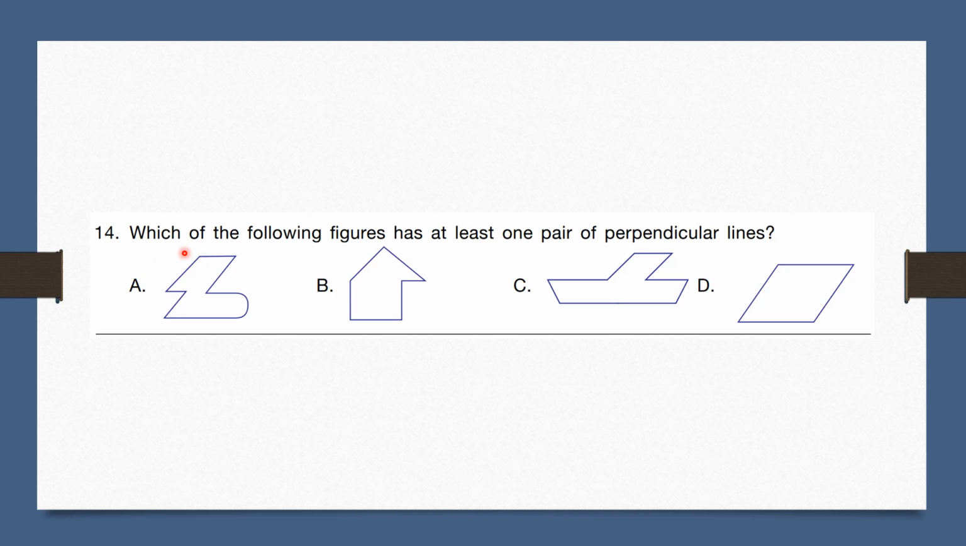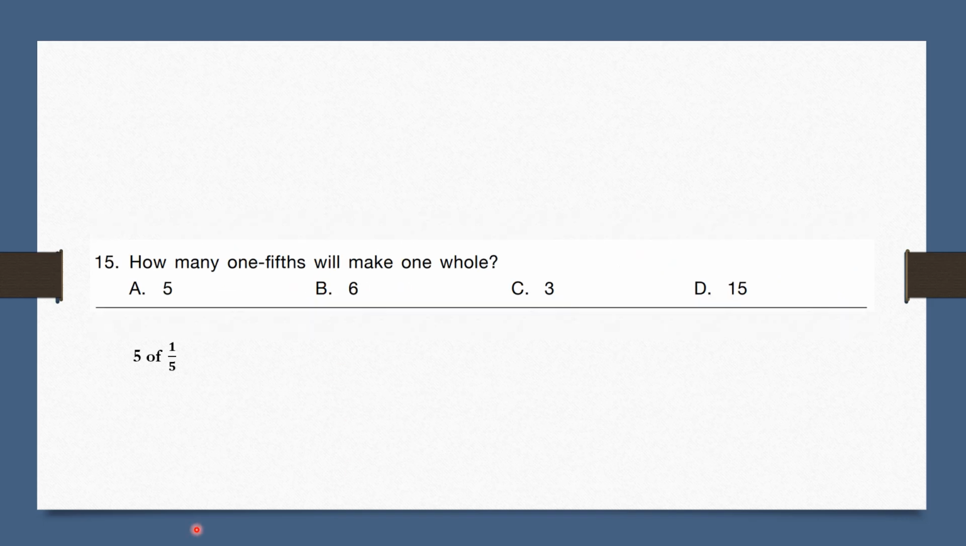Question number 14. Which of the following figures has at least one pair of perpendicular lines? Here we are not able to find any perpendicular lines. If we see here, it's a pair of perpendicular lines. Here also no pair of perpendicular lines. Here also we don't have any perpendicular lines. So our answer is option B. Question number 15. How many 1/5 will make one whole? So 1/5, then the total will be 5. So 5 of 1/5 will make one whole. So our answer is option A.